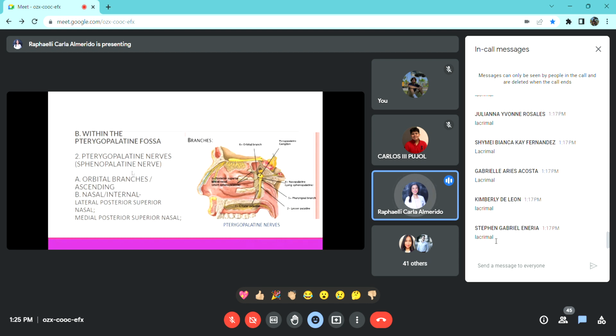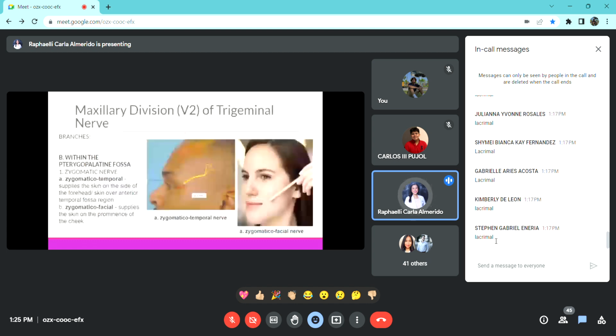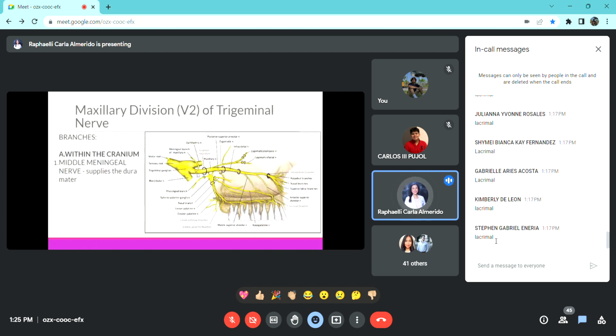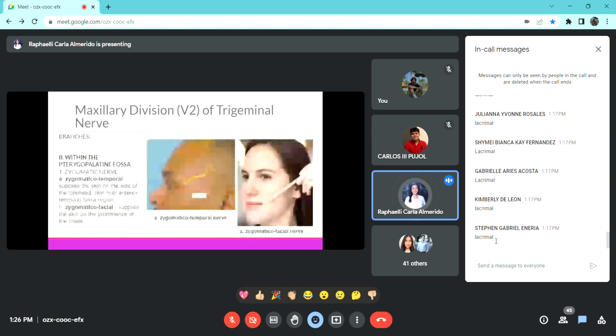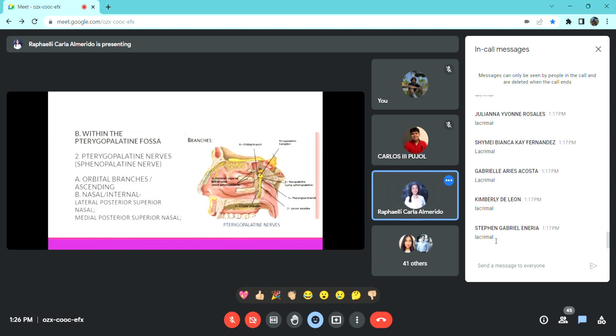Also within your pterygopalatine fossa, we have the pterygopalatine nerve. Earlier we said the zygomatic nerve. If we go back to this one, going superiorly is your zygomatic nerve, and going inferiorly is the ganglion. That's your sphenopalatine ganglion. For some references, we refer to it as pterygopalatine nerves or sphenopalatine nerve or ganglion. They are all the same.